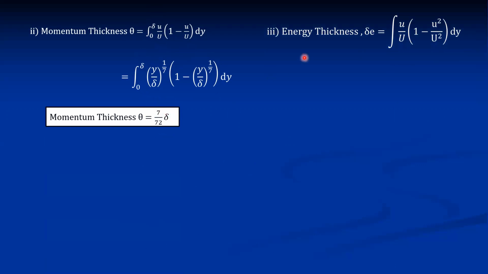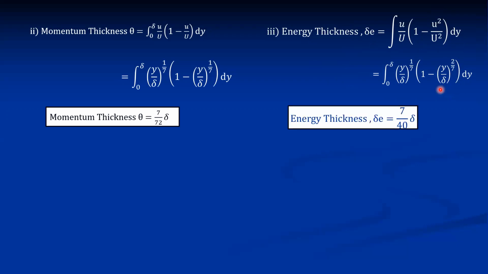Similarly, write the expression of delta E, that is the energy thickness. Only small changes are there in the expression: instead of u by U, it is u square by U square. It is the kinetic energy thickness. Again, by putting the values of u by U in terms of y by delta, and this is a squared quantity, here we can write 2 by 7, y by delta raised to 2 by 7. By putting the limits, we arrive at the energy thickness, 7 by 40.